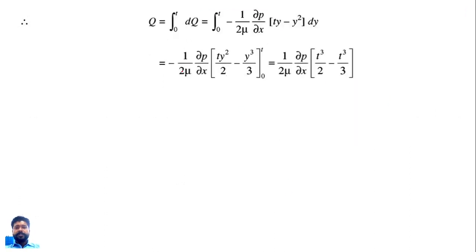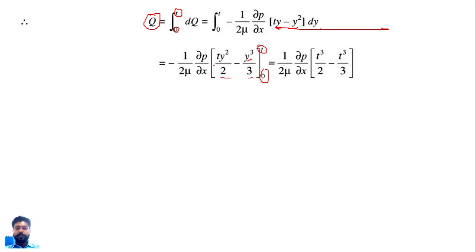So to get the whole discharge between the two parallel plates, we need to integrate from the lowest value, that is 0, to the highest value of thickness, that is t. After integrating this term, we'll get this ty with respect to dy. So this y gives y square by 2, and this y square gives y cube divided by 3, between the lower and upper limits of integration.